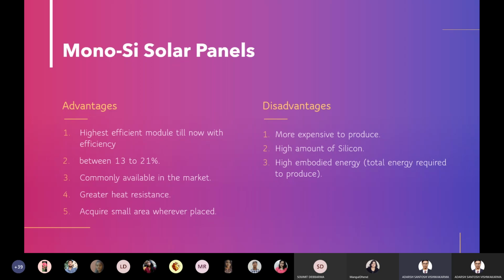So considering that we get a lot of sunlight in those areas, it should be heat resistant, so that those expensive solar panels don't get damaged. So this is a very important property which should be considered. The disadvantages are that the manufacturing process is expensive, the amount of silicon required is high, and a lot of energy is required to produce these solar panels.